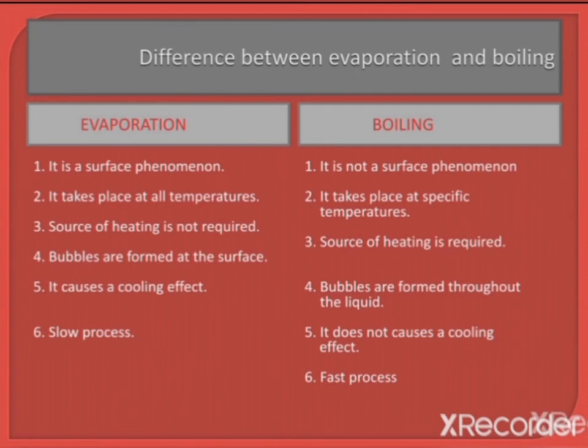Evaporation is a slow process, whereas boiling is a fast process. An example of evaporation is the drying of clothes when they are hung on a wire. And an example of boiling is that the boiling point of water is 100 degrees centigrade.